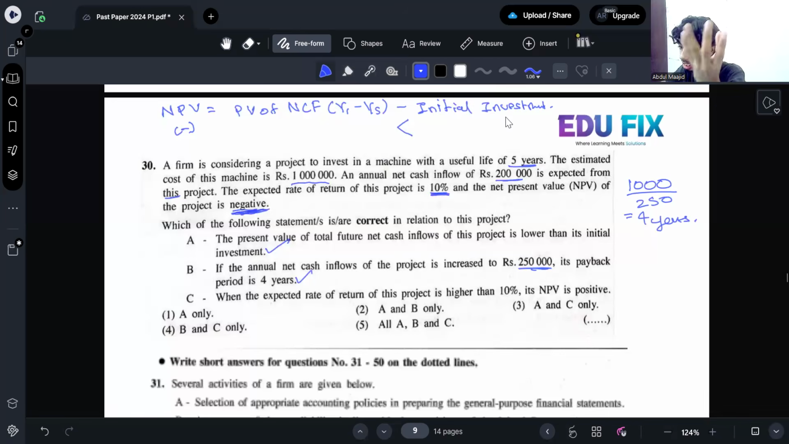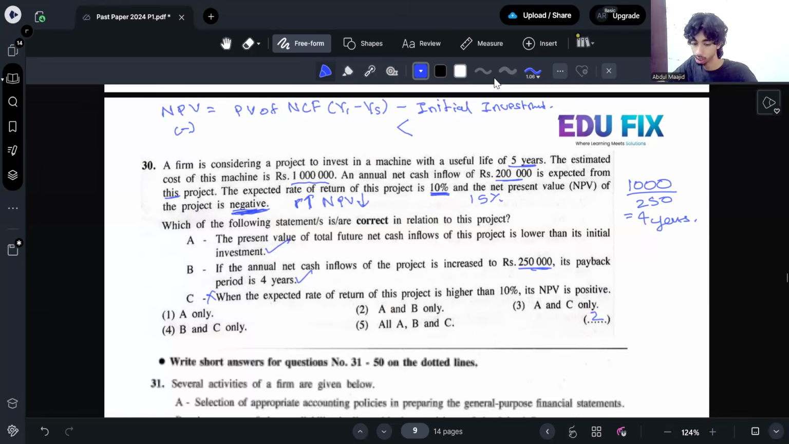Now can you all tell me, if you increase the expected rate of return from 10% to let's say 15%, what will happen to your NPV? It will decrease further, right? We studied if the rate increases, NPV decreases. So if your expected rate of return increases, your NPV will decrease even more. Now it's already negative. If you increase the rate, it will decrease further. So this is wrong. They are saying when the expected rate of return is higher than 10%, NPV will be positive. No, it will be even more negative. So the correct statement is A and B only. Answer number 2. So we are done with MCQ.